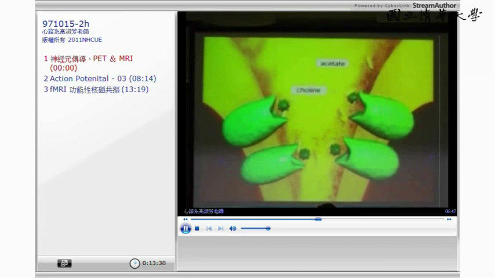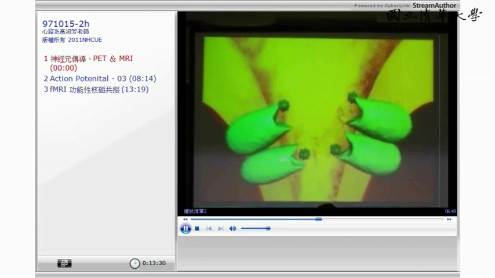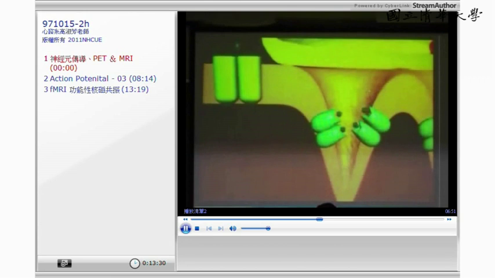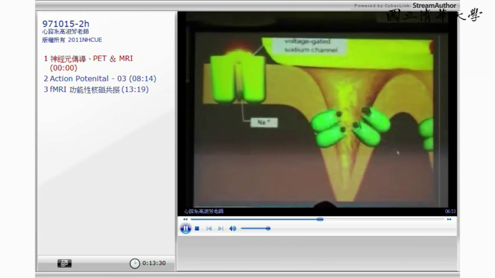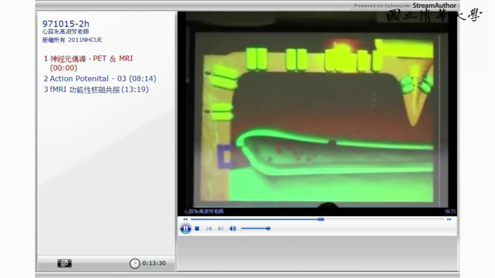The initial flux of ions due to opening the channel gate in the membrane raises the potential to threshold, causing the voltage-gated sodium channels in the vicinity to open.